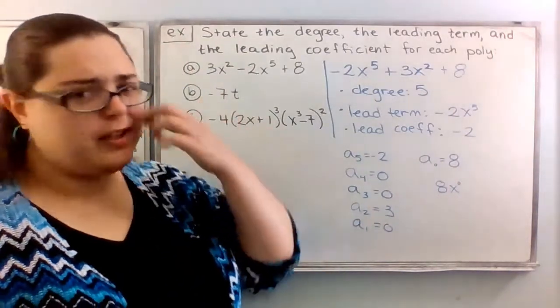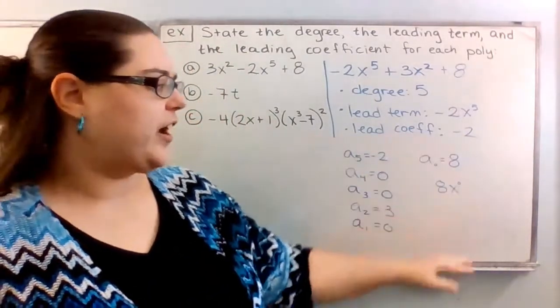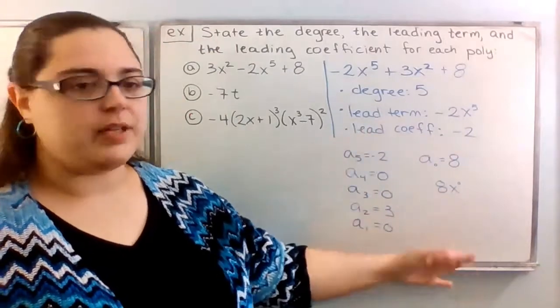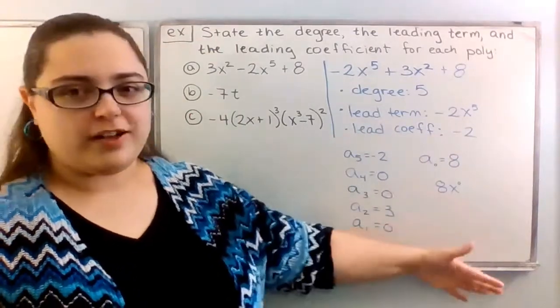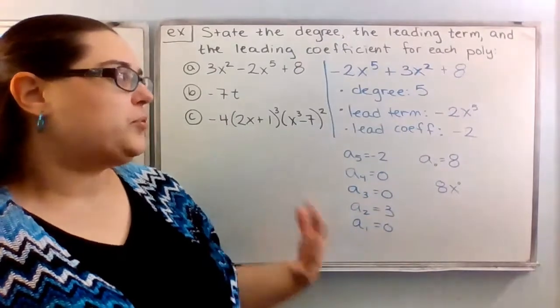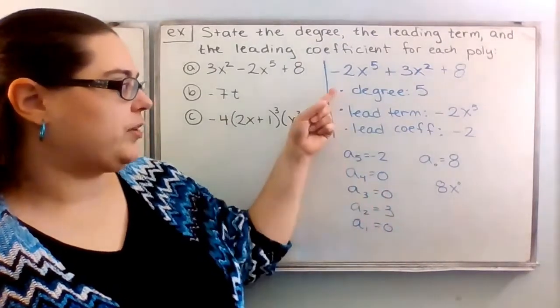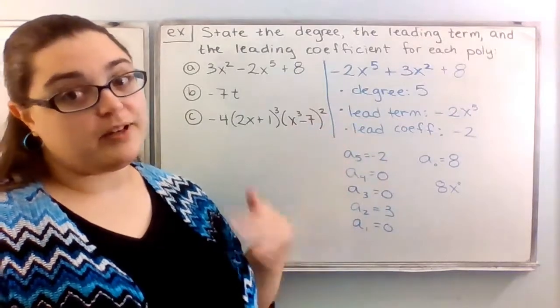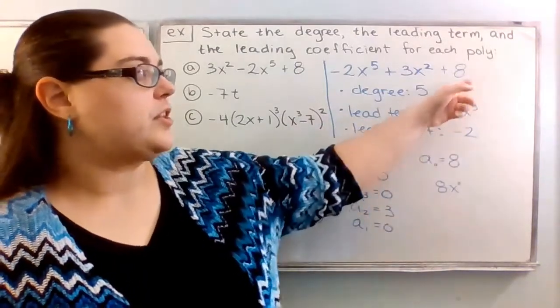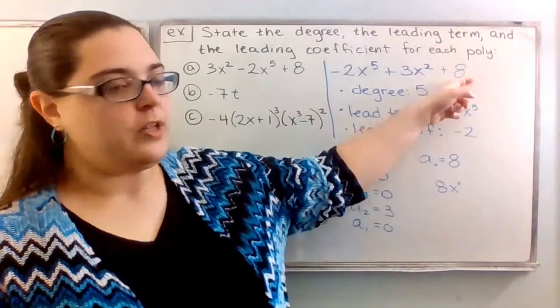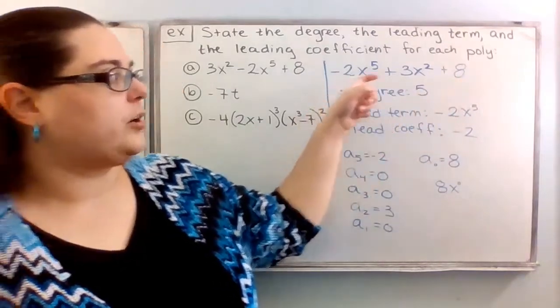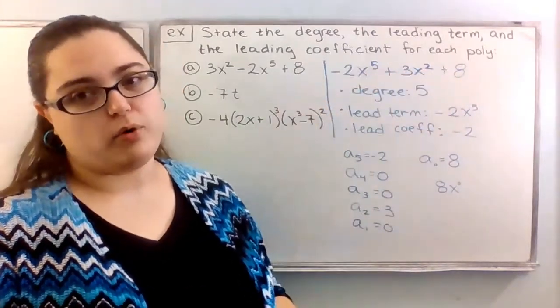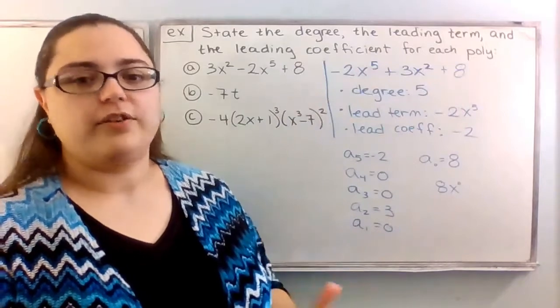So personally, I'm never going to ask you to identify the a sub i's because I think that's just going too far down a rabbit hole. But you will need to know the degree, the leading term, the leading coefficient, and also in a few videos from now, we'll see that the constant term will be important. So the constant term and the leading term of your polynomial are going to be really important to identifying different features.